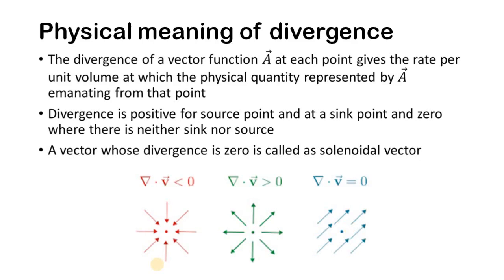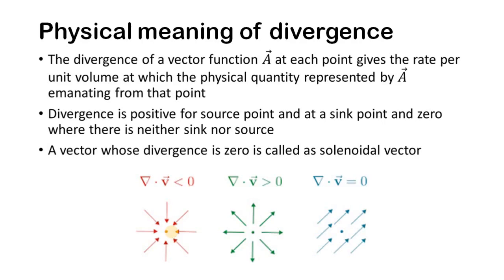If you consider the electrostatic field, the field intensity diverges from a positive charge and it converges, or the divergence is negative, at a negative charge, and that is shown here. So if this is the positive charge, then the field lines are diverging from this particular point, and if this is the negative charge, the field lines are converging on this particular point. Therefore the positive charge represents the point of positive divergence, and the negative charge represents the point of negative divergence in the field.